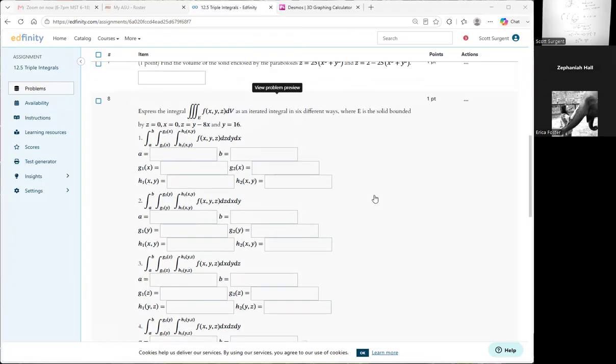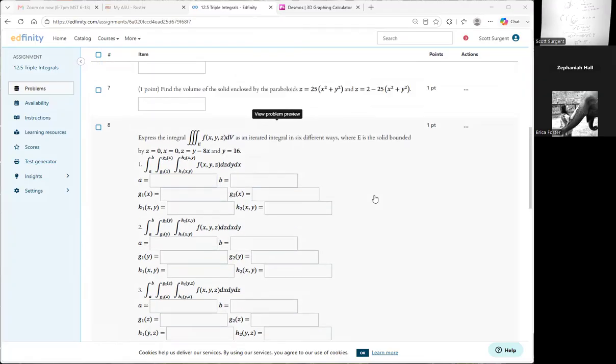Let's look at number 8. First order of business is to make sure you have a clear understanding of what the picture looks like. They don't even give us an integrand. It's just a generic f of x, y, z. So the bounds are z equals 0, x equals 0, z equals y minus 8x, and y equals 16.